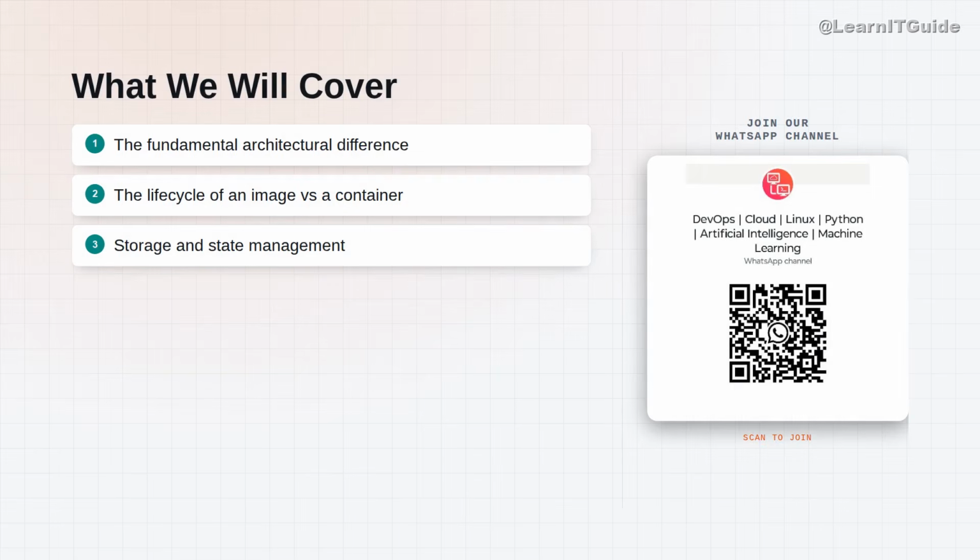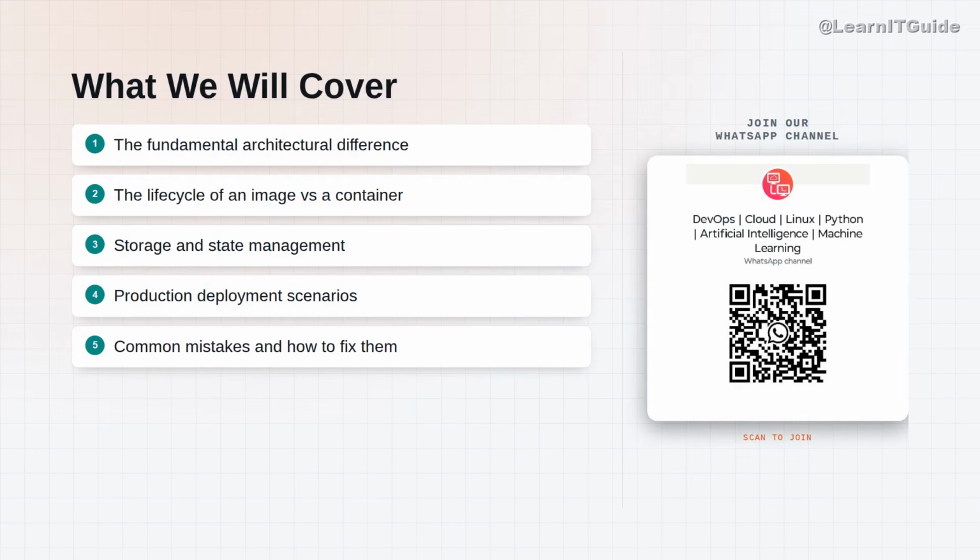Specifically, we will cover the fundamental architectural difference between images and containers, the life cycle of an image versus a container, how storage and state management work, production deployment scenarios, and common mistakes that lead to system crashes. These are the topics we are going to cover in this video, so do not skip ahead, watch all the way through to actually understand this properly.